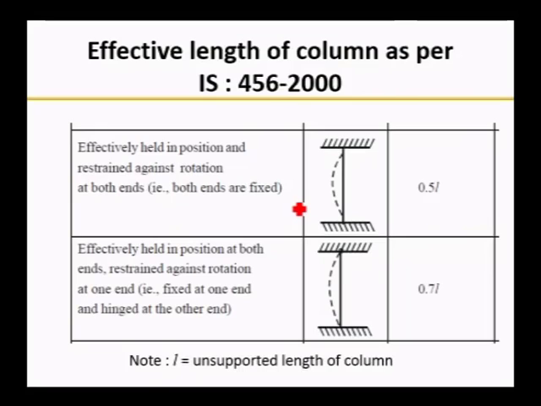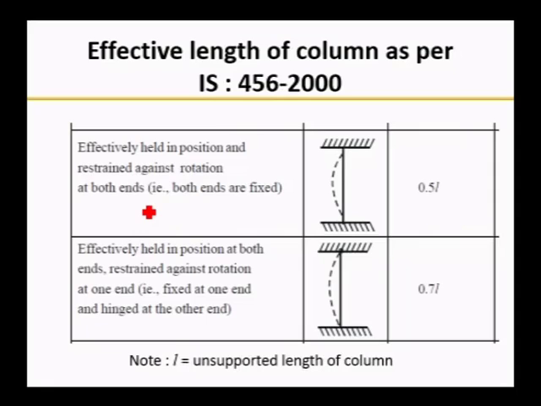I have taken a few tables from IS 456 which we are going to use to calculate in our problems. Four important major conditions I have considered here. According to the IS 456 table to calculate effective length, one is effectively held in position and restrained against rotation at both ends. This is a technical term you should understand clearly: effectively held in position and restrained against rotation.